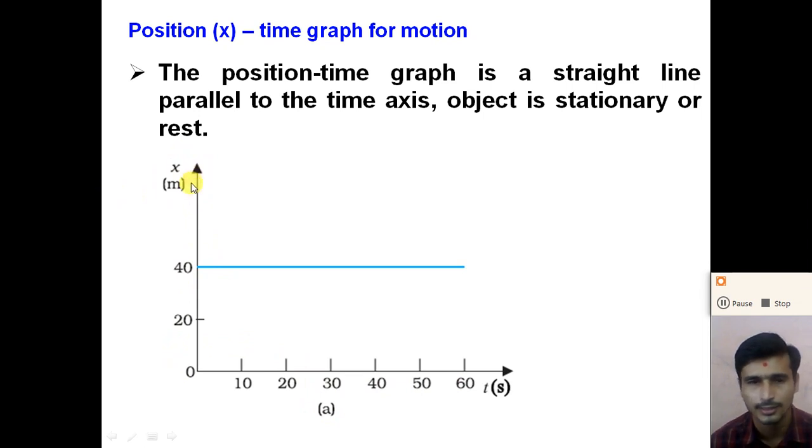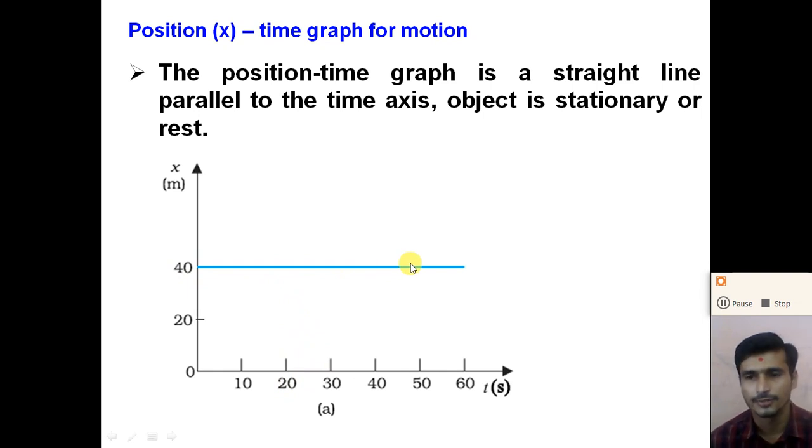At time t equal to 0, the object is at a 40-meter distance from the origin. So we mark a point at 40 meter. At time t equal to 10 seconds, the object is again at a 40-meter distance from the origin. At 20 seconds, it is again a 40-meter distance. So if you draw a graph, the graph is a straight line parallel to the time axis.